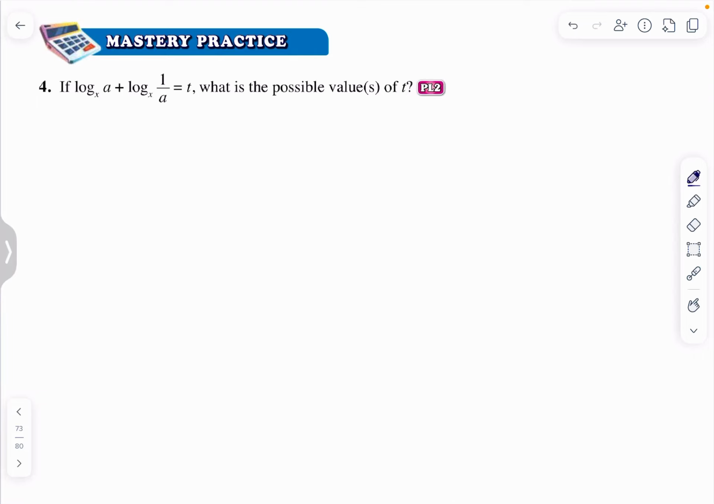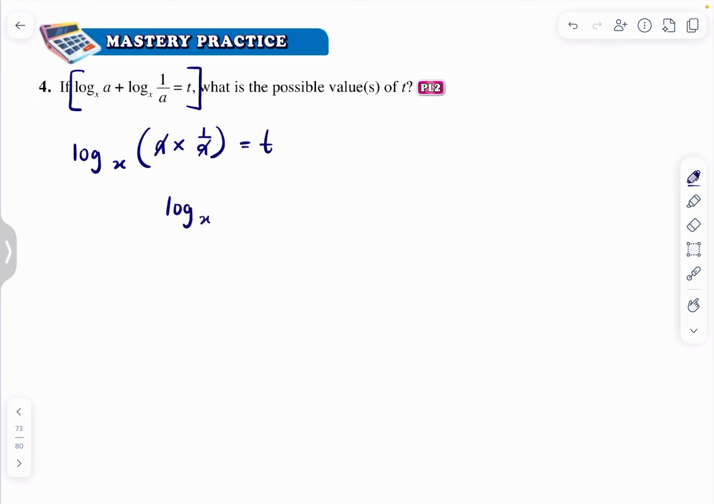Mastery practice question 4. If log_x a plus log_x (1 over a) equals t, what is the possible value of t? Okay, so here we have logs in the same base. In the same base, and we have a plus in the middle, we can simplify this to become a times 1 over a. If plus, you can convert it to times, you can multiply these two, equals t. So a times 1 over a cancels off, so it will be left with 1 now.